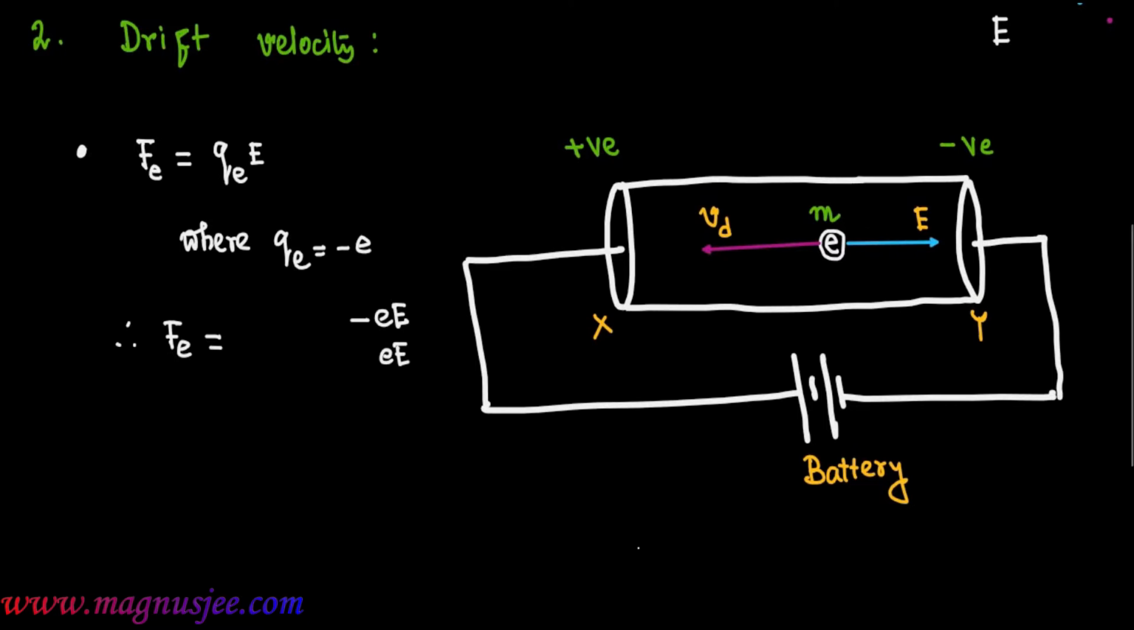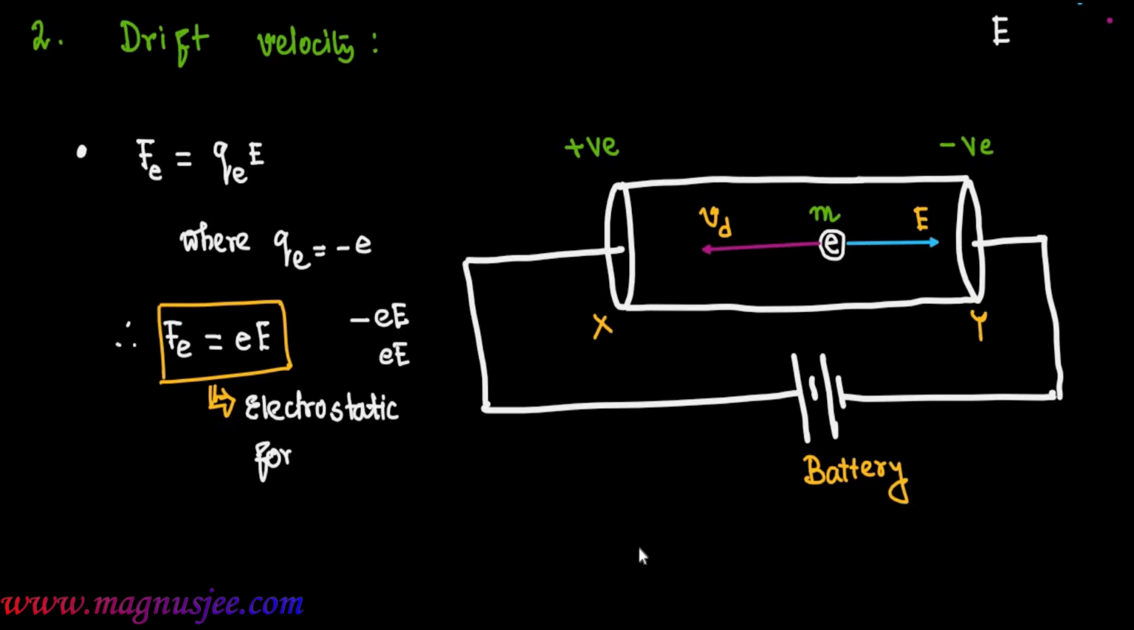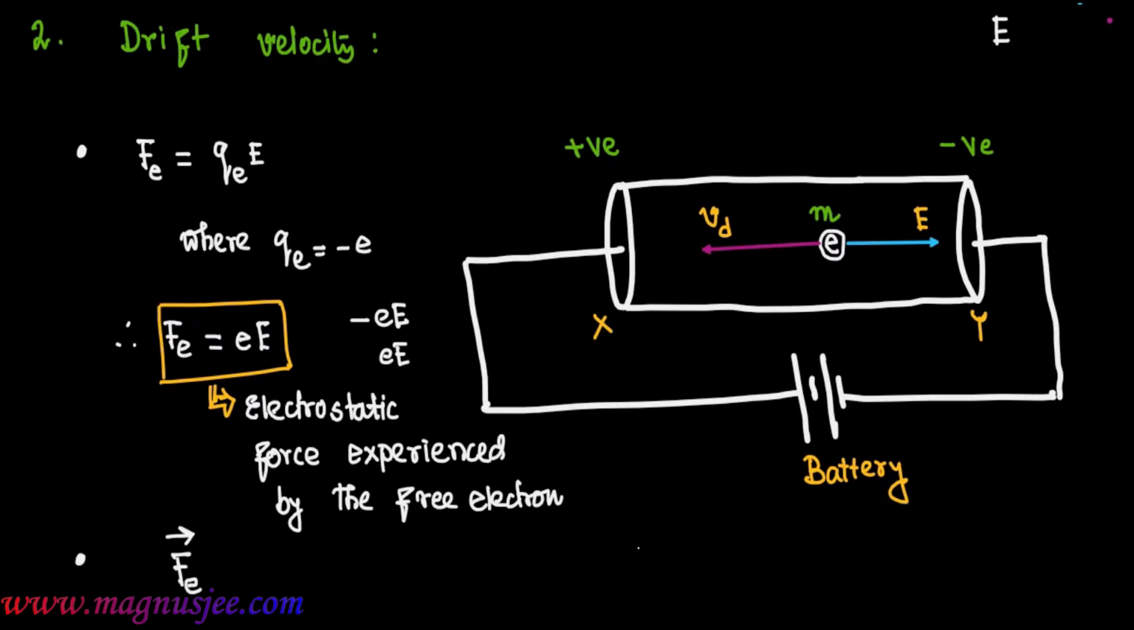Here, though the charge of free electron is negative, that means qe equals minus e, we have to use the magnitude of the charge of the free electron. That's why you have to write Fe equal to small e times capital E. So Fe is equal to small e capital E, which is the electrostatic force experienced by the free electron of the cylindrical conductor XY, due to which it will be accelerated with the drift velocity Vd towards its positive terminal.